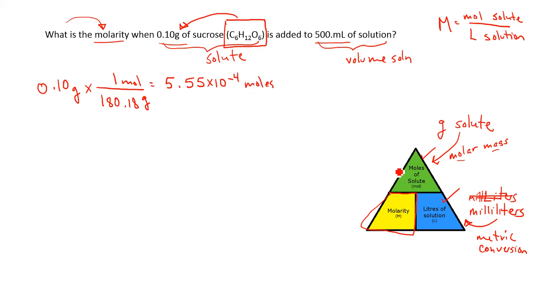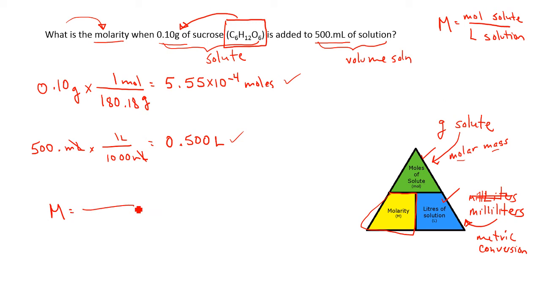Now I'm ready to stick that into what will be the numerator of my formula. So now I need to do my other conversion. I have 500 milliliters. I know that there are 1,000 milliliters in 1 liter. Those units will cancel. I'll divide and I will get 0.500 liters. Now I have my moles and I have my volume of solution. Now I can find my molarity.